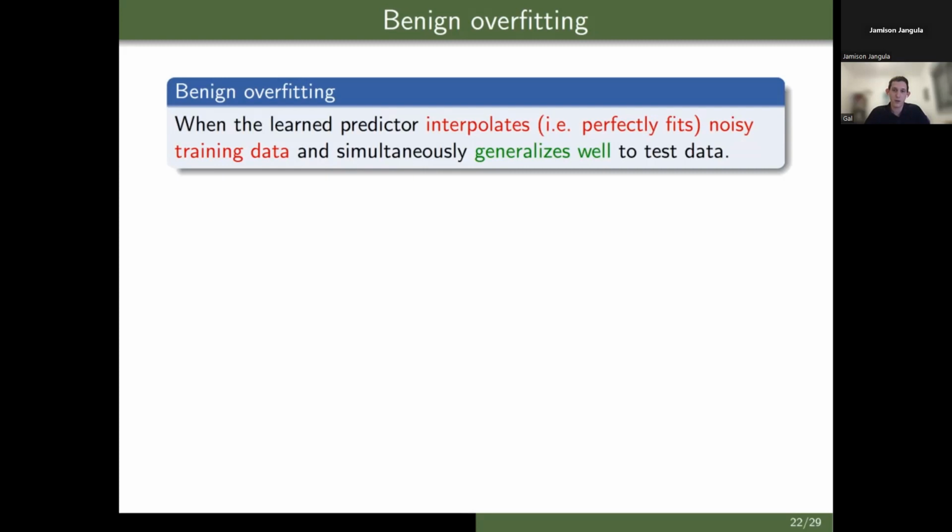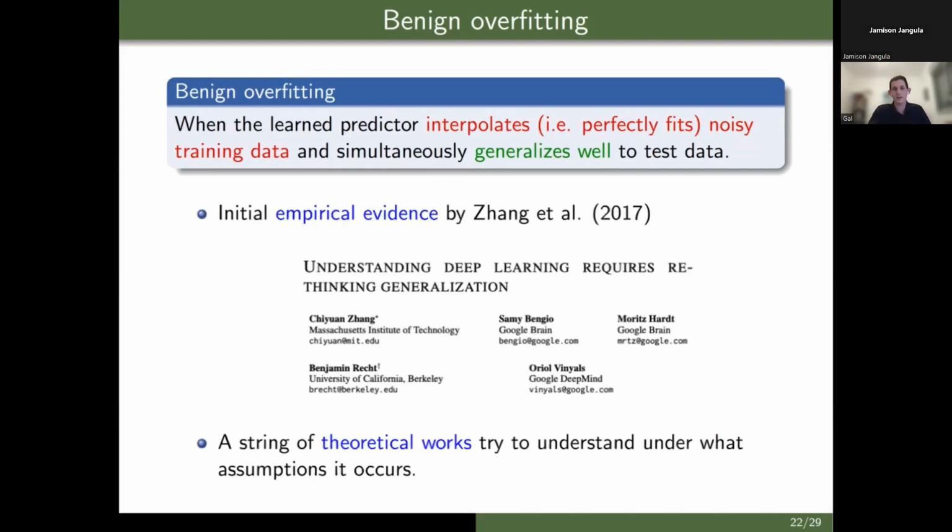And recall that in the previous part of this talk, we discussed a setting where we did not have label noise. And in this sense, understanding the setting here of benign overfitting is more challenging because of this label noise. And the notion of benign overfitting started from empirical evidence by Zhang et al.